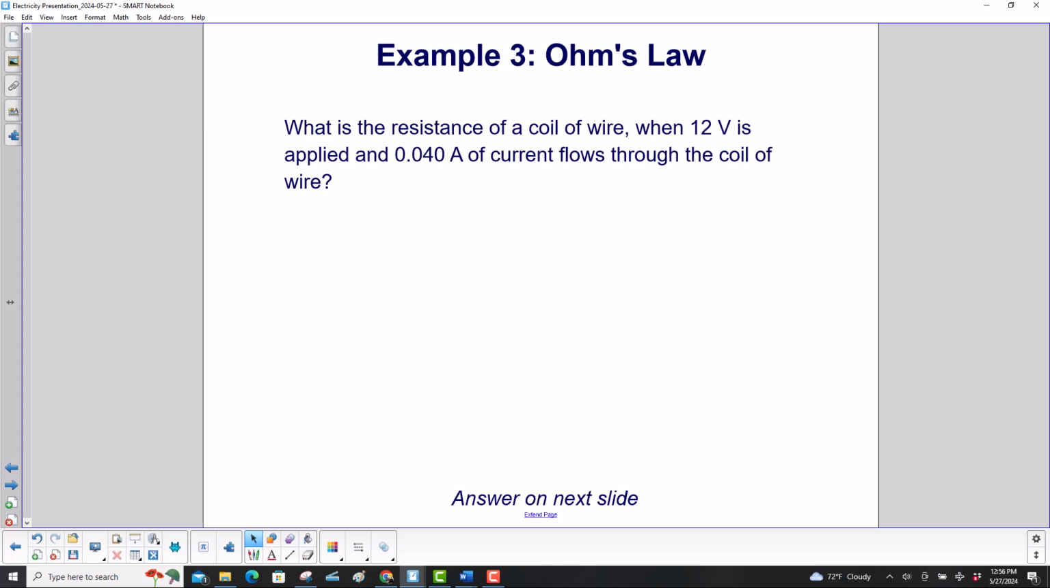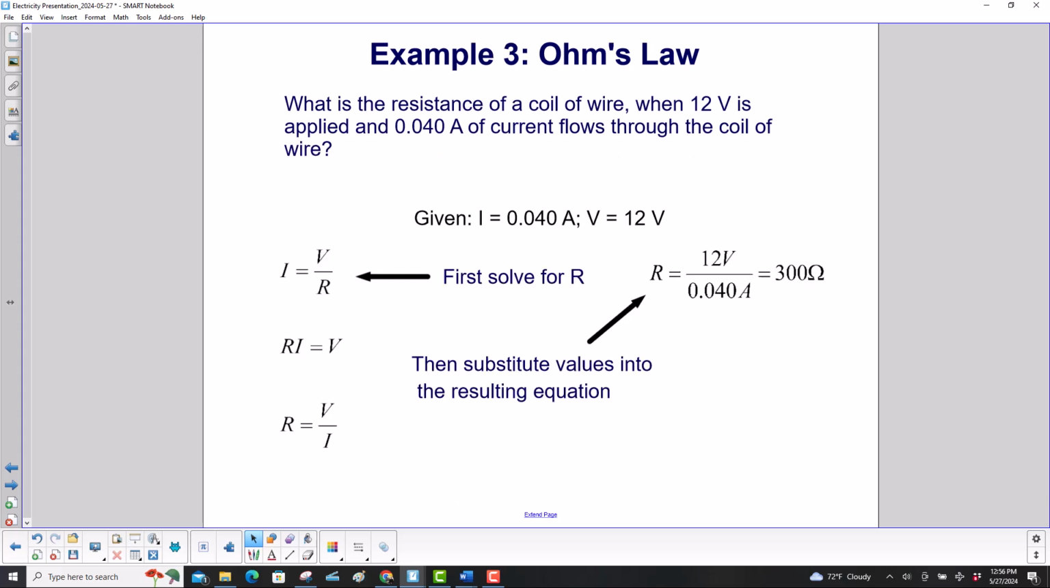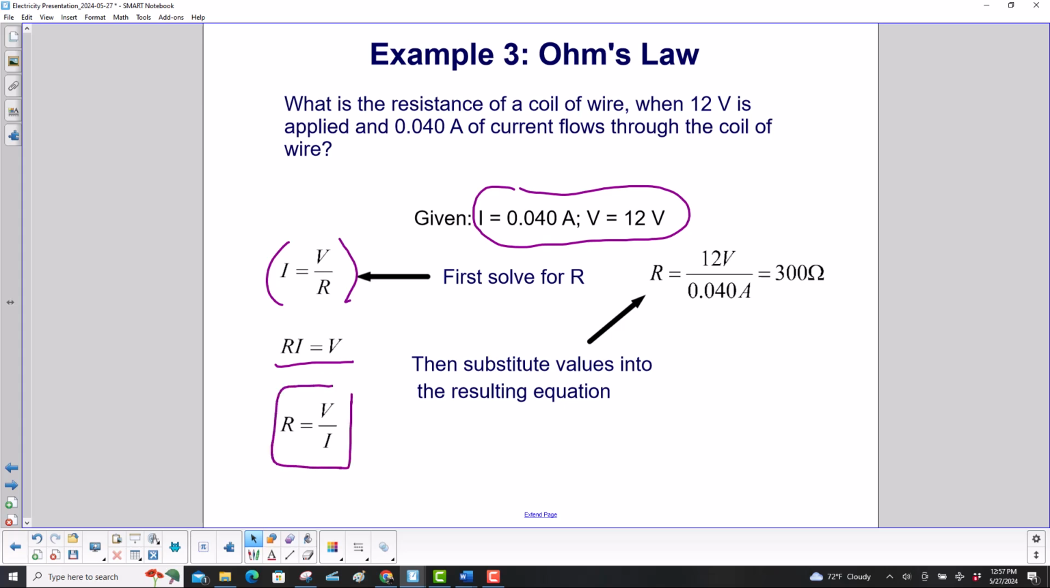What is the resistance of a coil of wire when 12 volts is applied and 0.040 amps of current flows through the coil? This time we have current and voltage, and we need to find resistance. So we start here, multiply both sides by R, and then divide both sides by I, and we get resistance is voltage over current. Substitute in our variables, and we get 300 ohms.